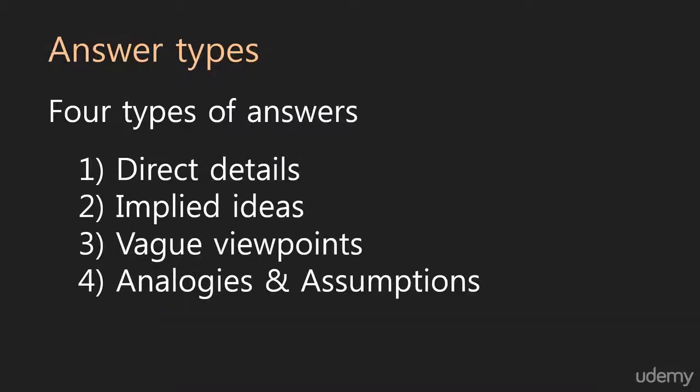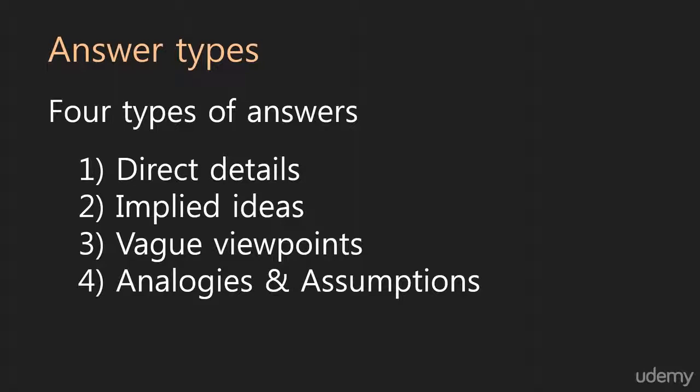Finally, we're going to look at the four different types of answers: direct details, implied ideas, vague viewpoints, and analogies and assumptions. Each of these really changes the way you need to think about the answer choices. Okay, direct details are really just exactly the same point being made in the passage. Implied ideas, rather than being exactly the same, really describe the points. For example, if I said, a dog is chewing on a bone and wagging his tail, you might describe that dog as satisfied or happy. But of course, the passage never said he was happy.